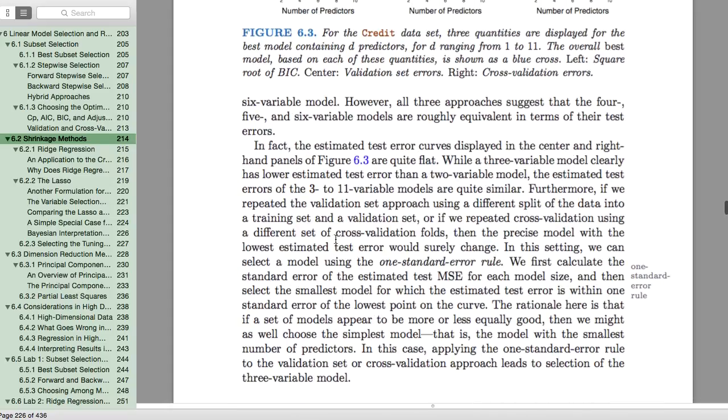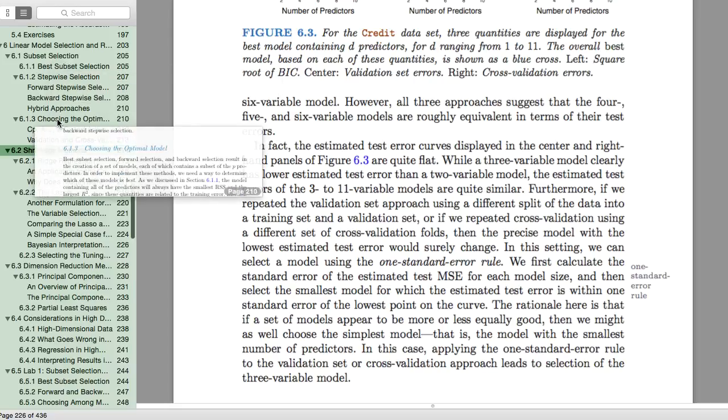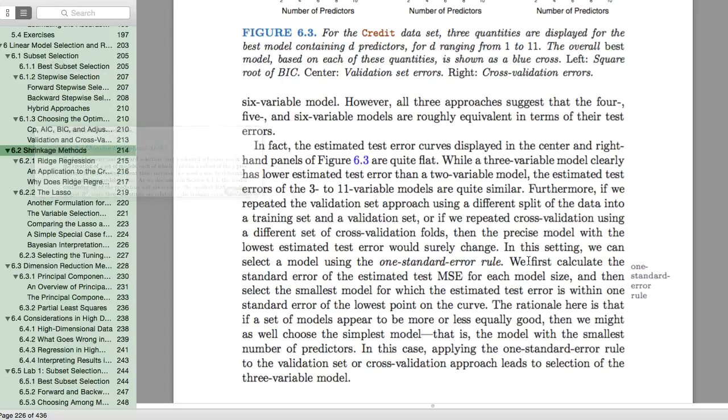Okay, so that's it for subset selection and choosing the optimal model. And be sure to watch the other recordings for the shrinkage methods and dimension reduction methods.